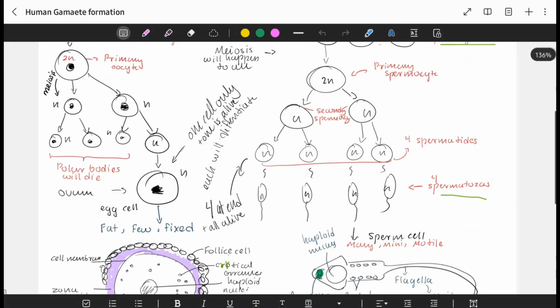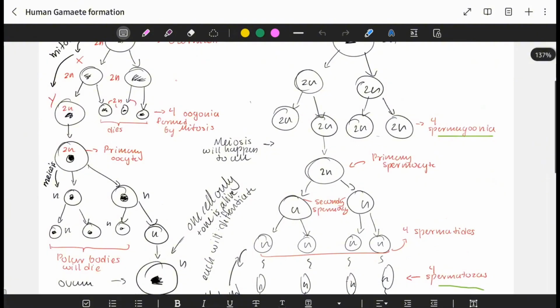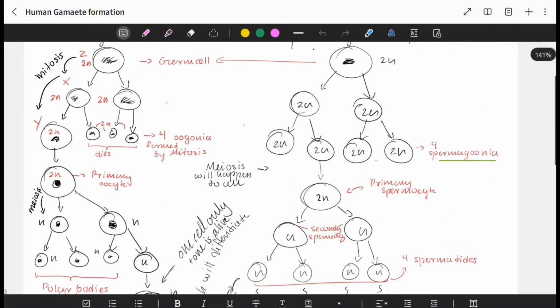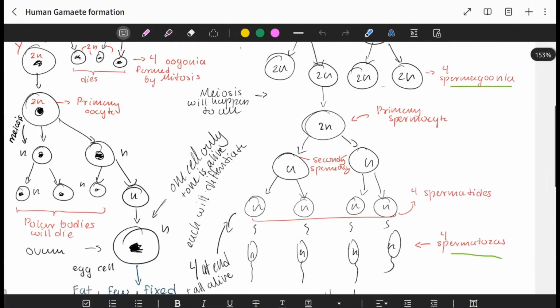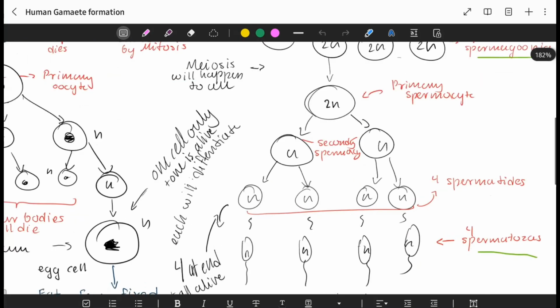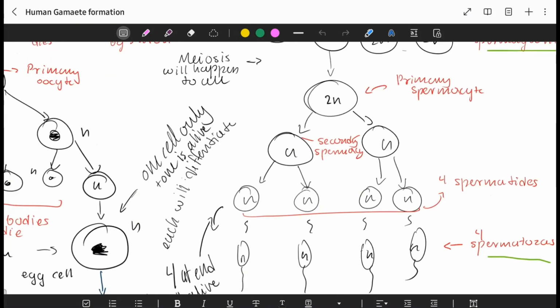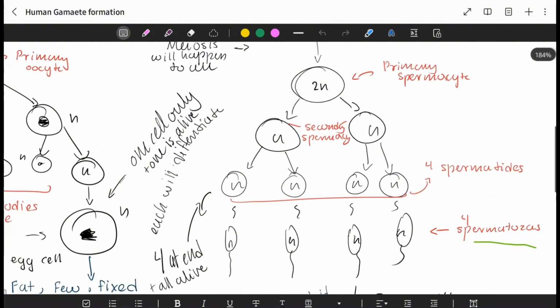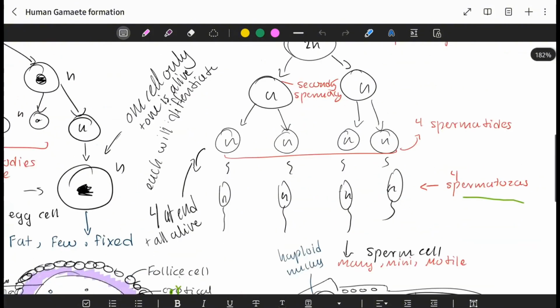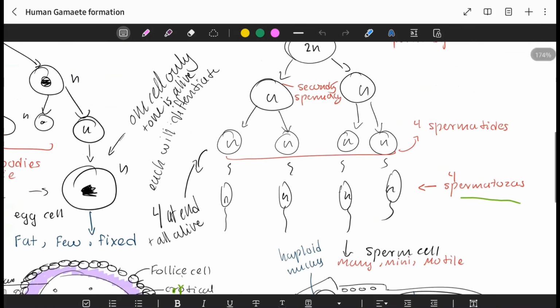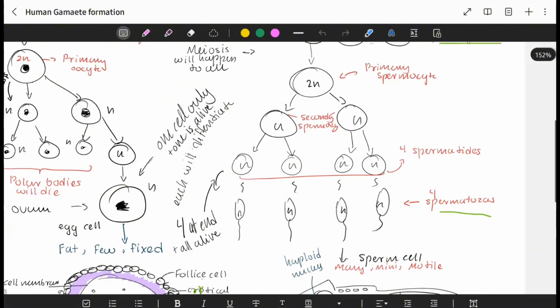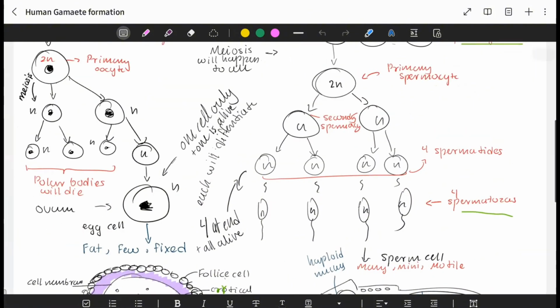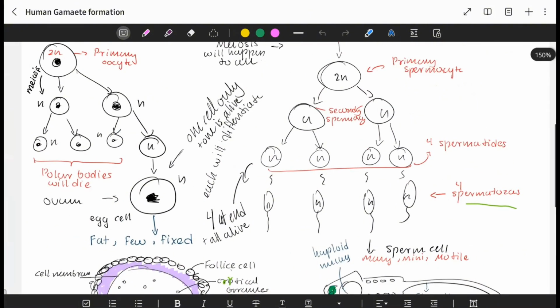Okay, what do we have? Primary spermatocyte, secondary spermatocyte, and you'll form four spermatids. And from that, it will become spermatozoa. So four spermatids will form four spermatozoa. And as I said, of the three polar bodies, they will die, one of them will live, and it will again divide.